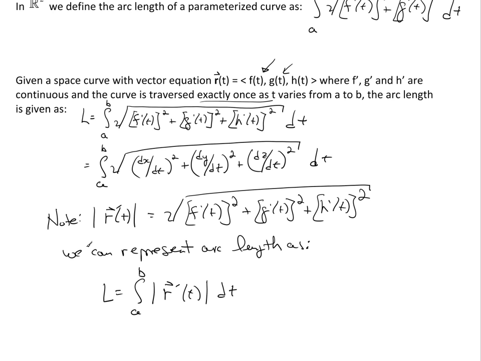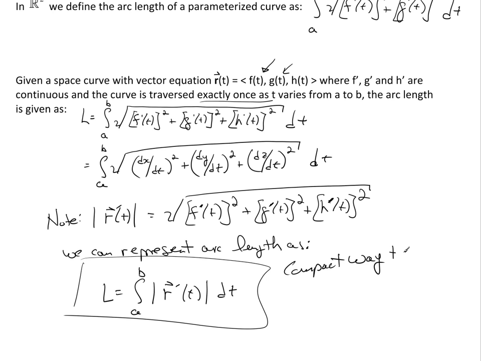The magnitude of the derivative function would be this. The magnitude of the original function would simply be f squared, g squared, h squared. But the magnitude of the derivative function would be these quantities squared, because these are all first derivatives. So what this is really doing is simply a very compact way to write the integral.